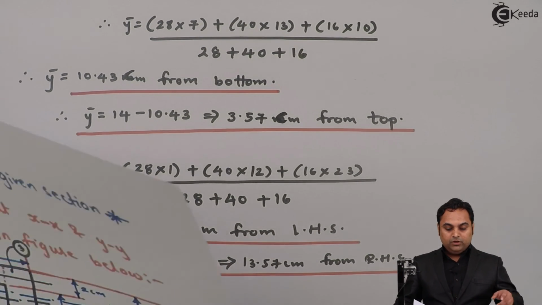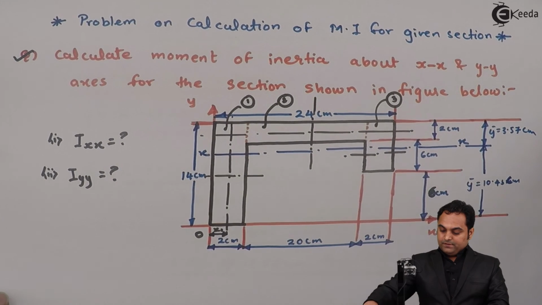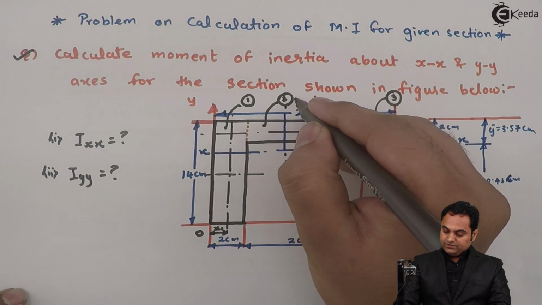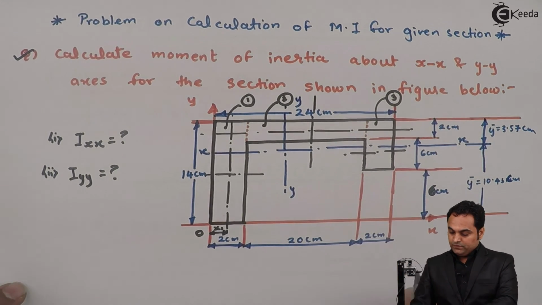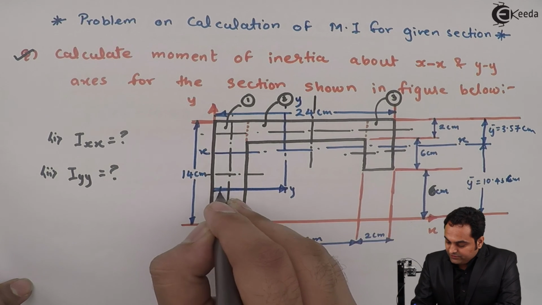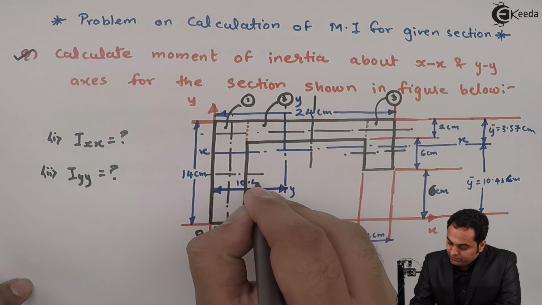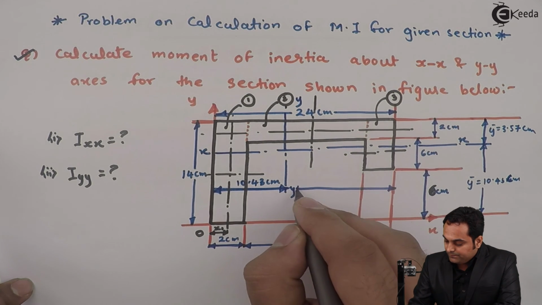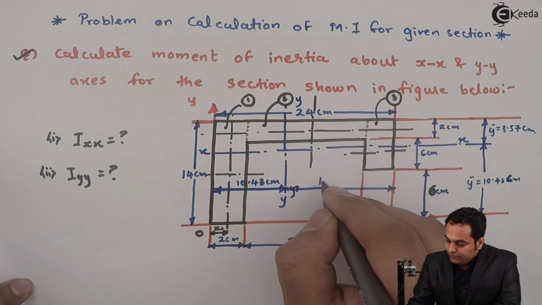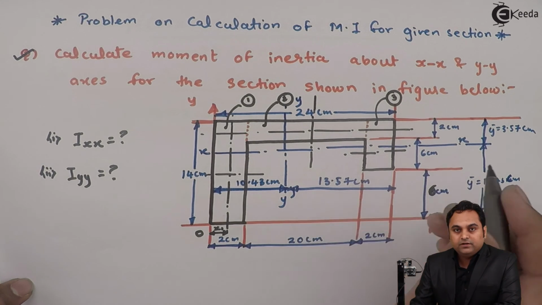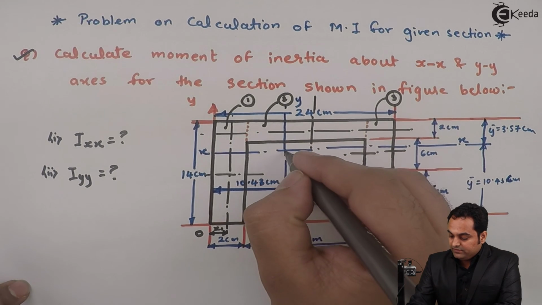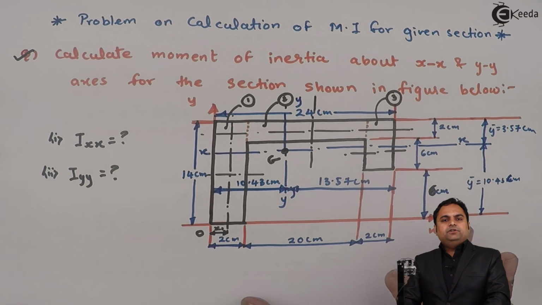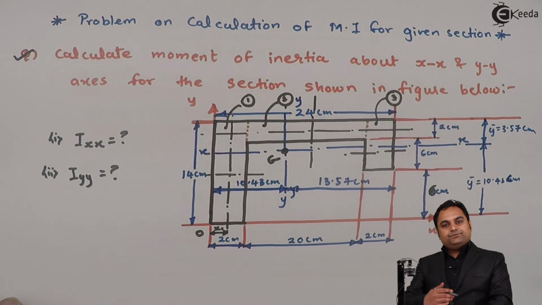So here we can locate it onto the diagram, the y-axis. This is the y-axis for the given section, having distance 10.43 centimeter from left hand side, that is LHS, and 13.57 centimeter from right hand side. Now wherever the x and y axis intersect, that will give us the centroid. Now once the centroid is known, we can easily calculate the moment of inertia about x and y axis. So let us get started.